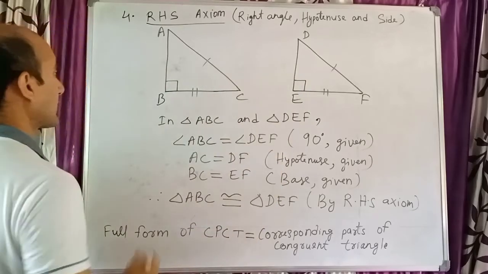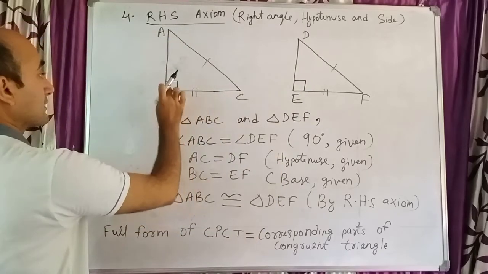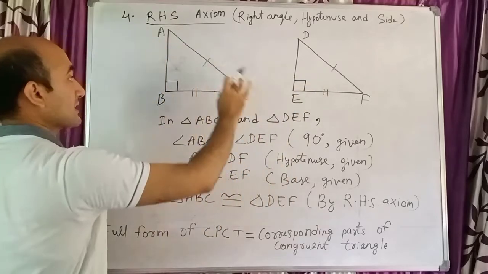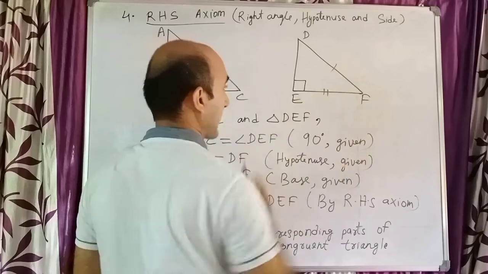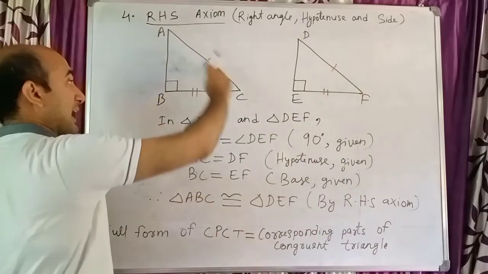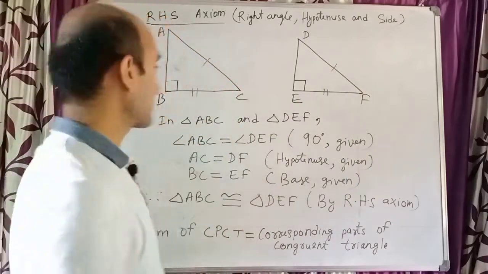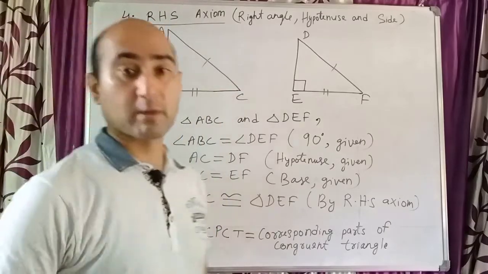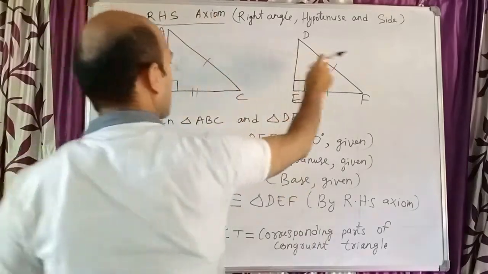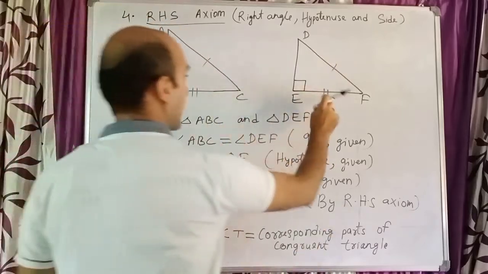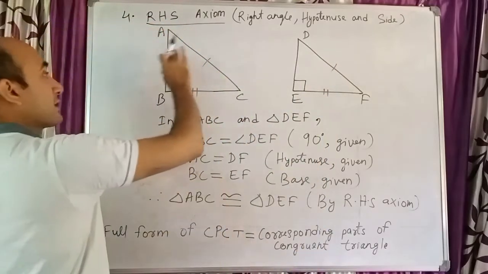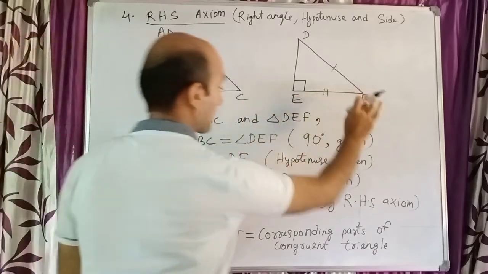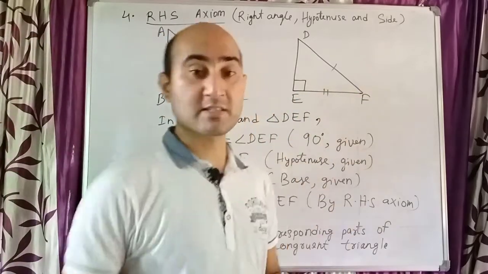In triangle ABC and the other triangle, both the angles are equal, 90 degrees. AC is the hypotenuse, DF is the hypotenuse. The slanted portion is called the hypotenuse, the lower portion is called the base, the standing portion is called the perpendicular. Both hypotenuses are equal and the bases are equal, whereas I did not take the perpendicular. If I take the perpendicular, then I should not take the base. So here I have taken the base as equal.